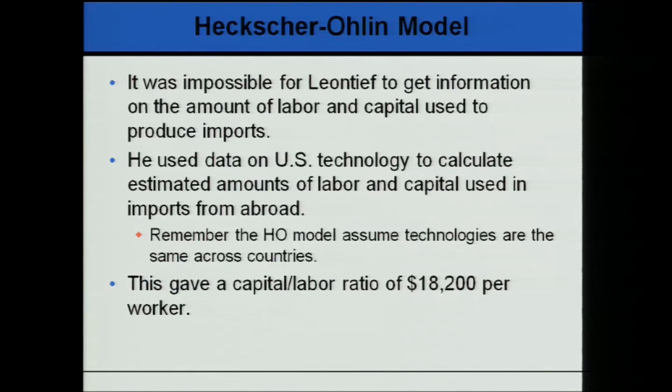So, please recall that the HO model assumes technologies are the same across countries. This gave a capital labor ratio of $18,200 per worker. This exceeds the ratio for exports. Now, please recall in the Heckscher-Ohlin model, there is a relationship between the capital labor intensity of each product and abundance. So, a country which is rich in capital exports capital intensive product.